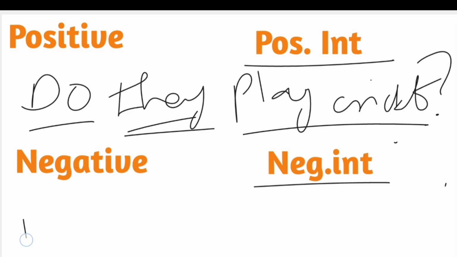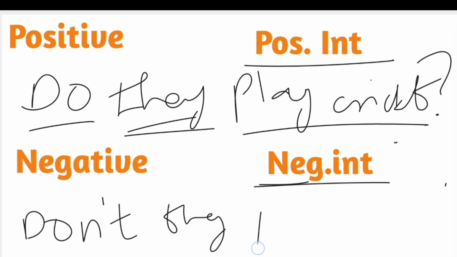Now we will see the negative interrogative. Same, it starts with the auxiliary verb, but this is negative, so not. Do not or don't. Same, they play cricket. Don't they play cricket? That's it. This is very simple.